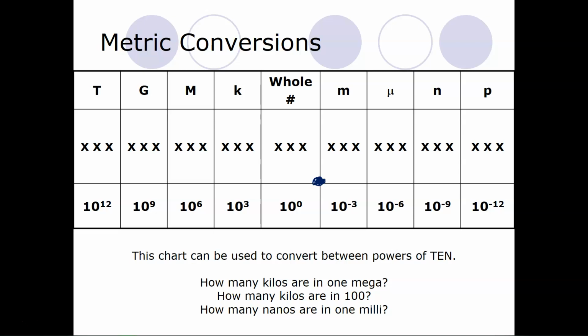So that being said, this is why I say, when in doubt, write it out. Because once you figure out where that decimal place is in relation to where your numbers are, it's a lot easier to figure out what prefix you're playing in. All right?